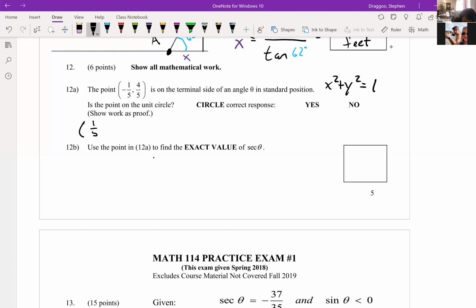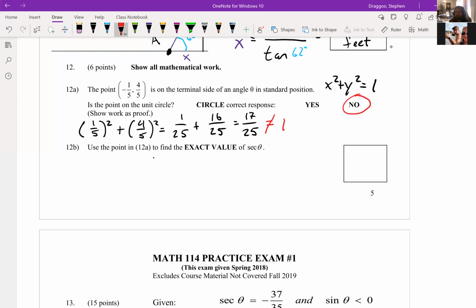We're going to take 1/5 and square it. And then we're going to take 4/5 and square it. And see what comes out the other side. Notice I got rid of the negative because, well, if I'm squaring -1/5, the negative will get squared as well. So it's going to come out positive no matter what. This is 1/25 plus 16/25, which is 17/25. And last I checked, that's not equal to 1. Since 1 would be 25/25, and 17 and 25 are not the same number, so it's not equal to 1. Meaning that point is not on the unit circle.